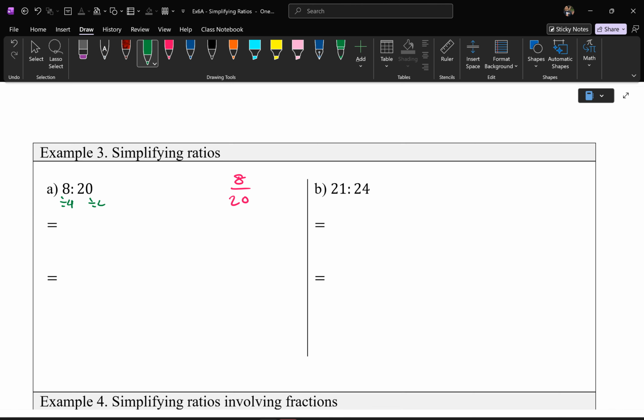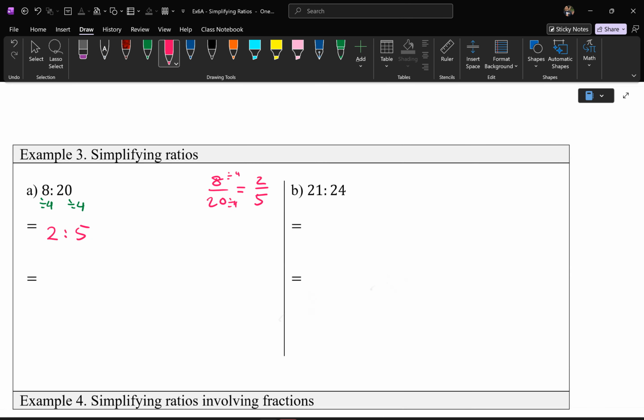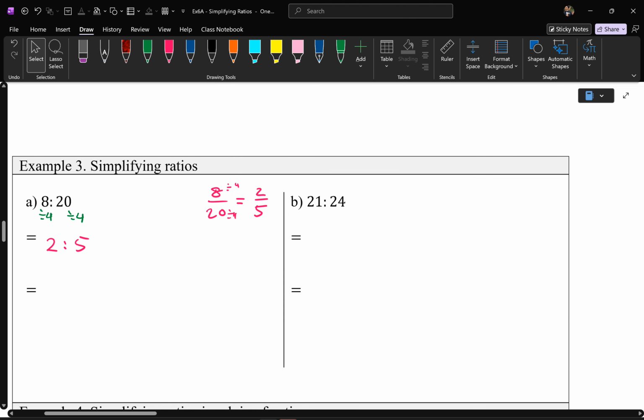So dividing both of them by 4 to make it equivalent. 8 divided by 4 gives me 2, and then 20 divided by 4? 5, very good. So it's a 2 to 5 ratio. Or you could have done the same thing on this side. Divide this by 4, divide this by 4, and you get 2 over 5, which is the same thing as 2 to 5. Okay? All right. Now these ones are relatively easy.